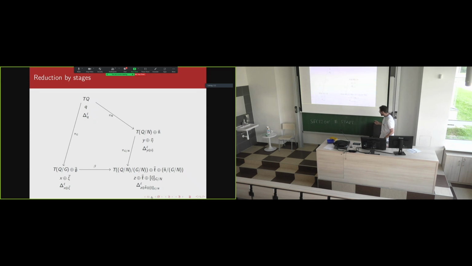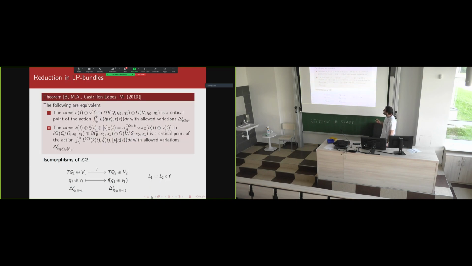And well, in that article, they ask for one thing: they have done this reduction, but they are not really reducing in the whole category they have defined, because they are reducing just in a subcategory, which is the smallest subcategory that is closed under reduction when you start with a tangent bundle. But they ask whether you can do this reduction for whichever object of the category. So we answered this positively.